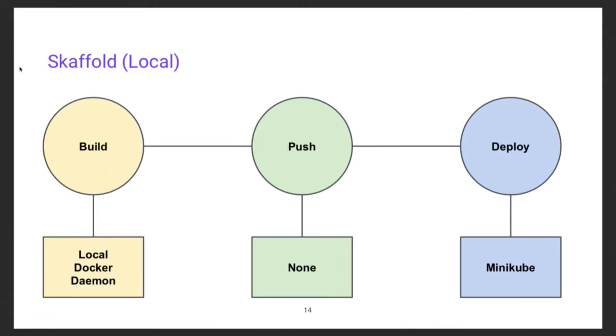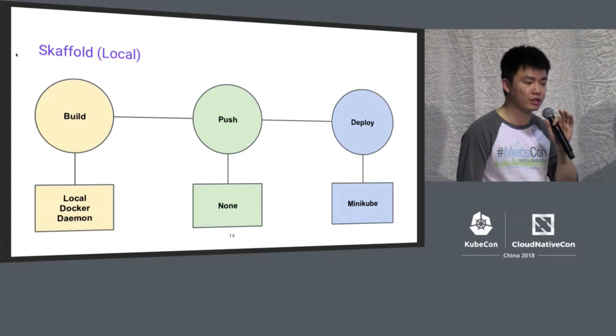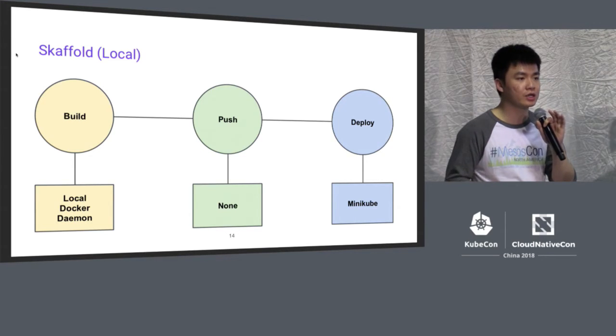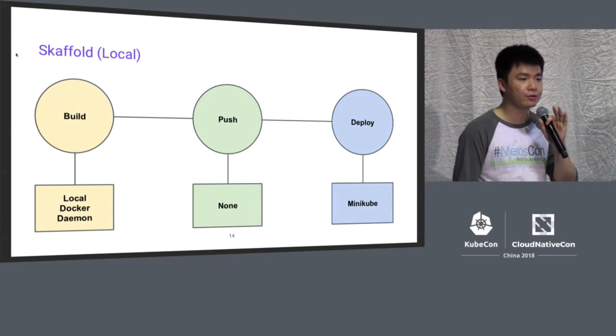Here is a quick example. If you run Scaffold on Kubernetes locally, we don't have push, so we just build it with the Docker daemon, build the image, and then Scaffold is going to do the deployment for you. You just need to configure a quick config file.